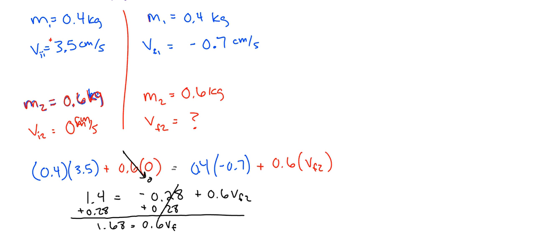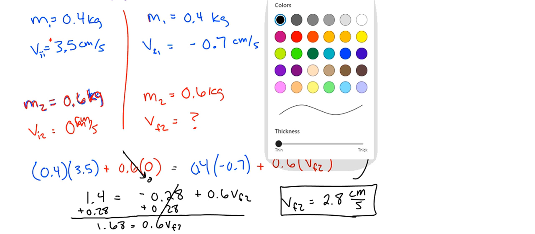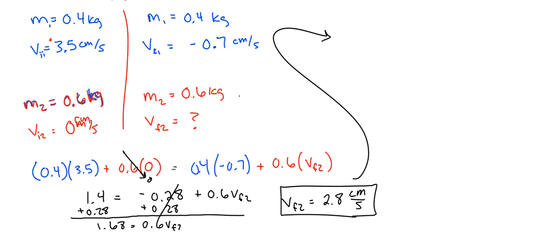So I'm going to have to divide that by 0.6, and I get a final velocity for that second object of 2.8, and that is centimeters per second. Okay, this is important, but it is not the final answer. The final answer has to do with how far it will go in 5 seconds.